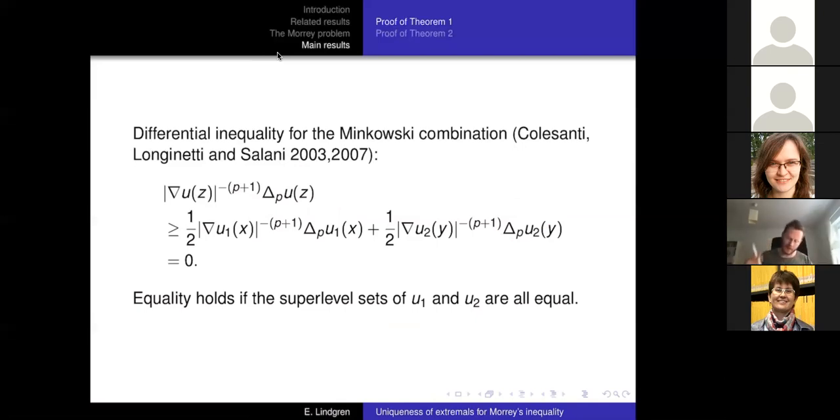So these are the three building blocks: the properties of potential functions, this asymptotic behavior near the singular point x0, and this Minkowski combination and this differential inequality. I will not go into the details on how to prove these three things. I will just try to explain how you use it.